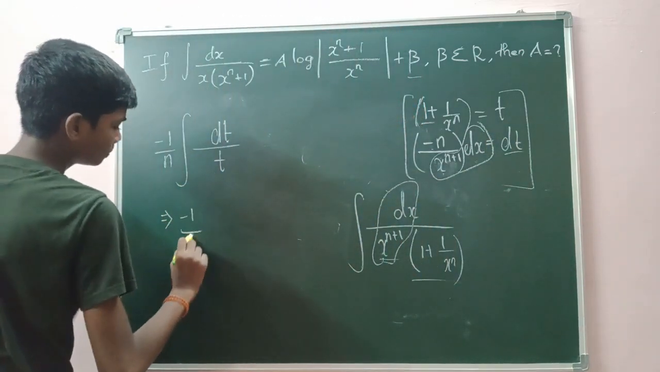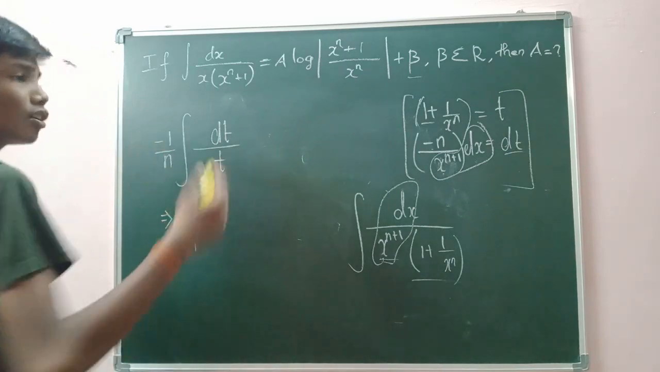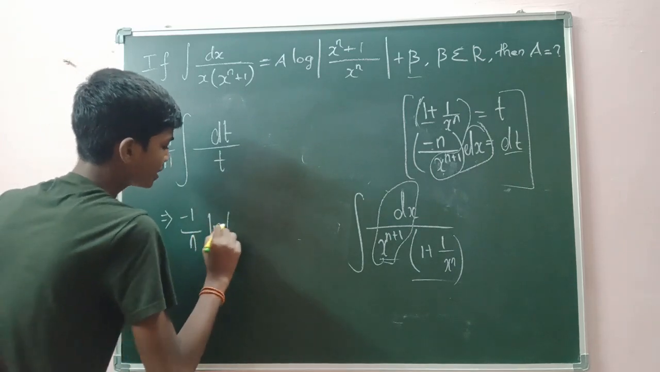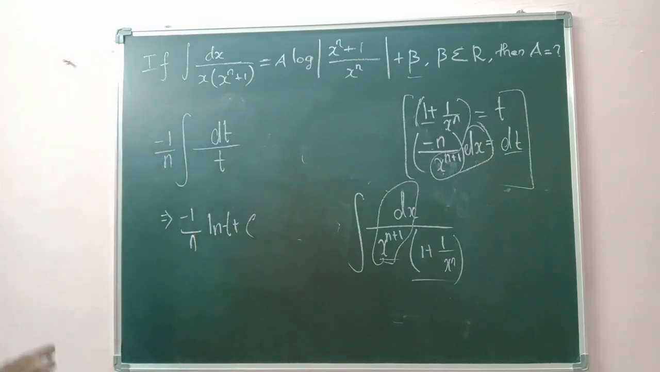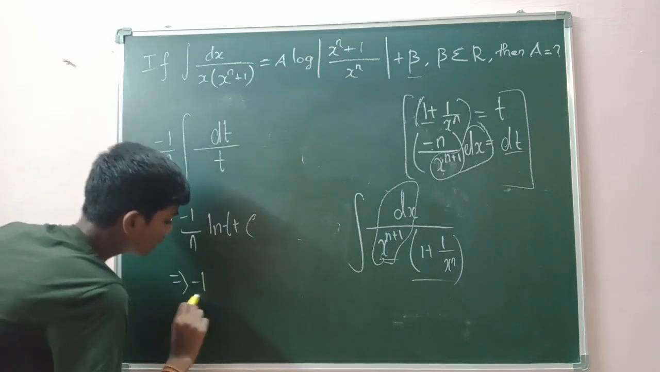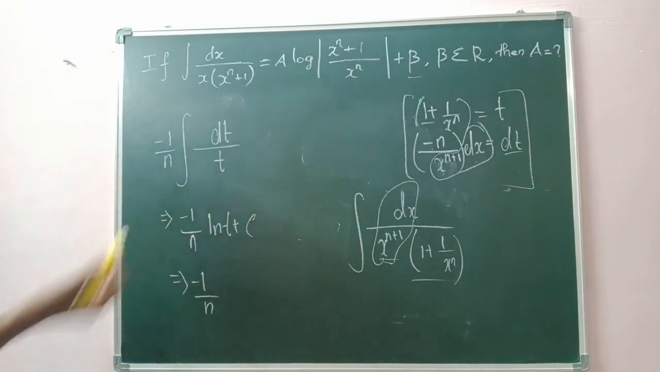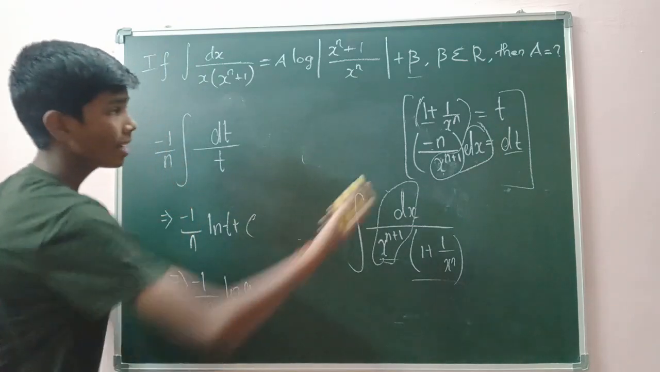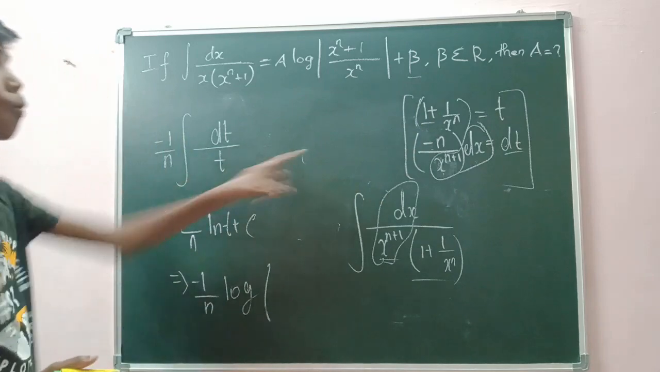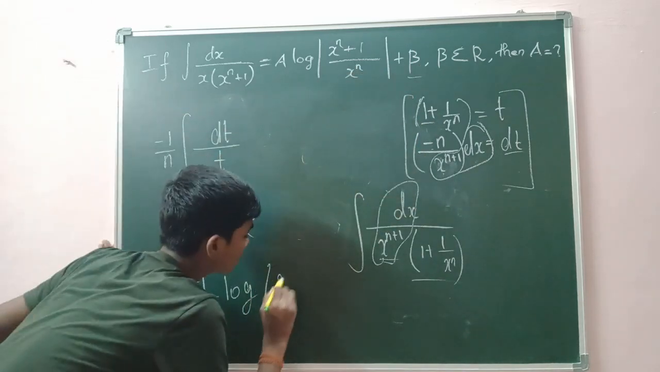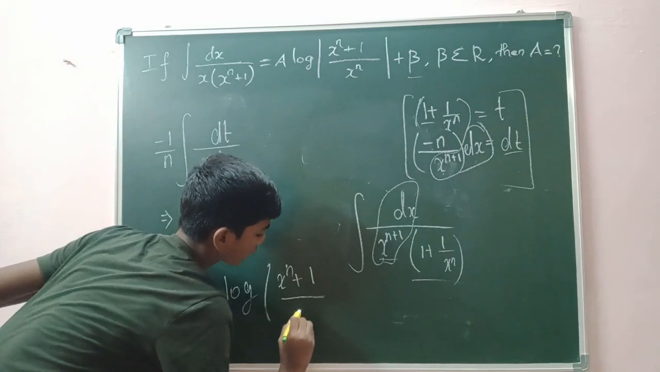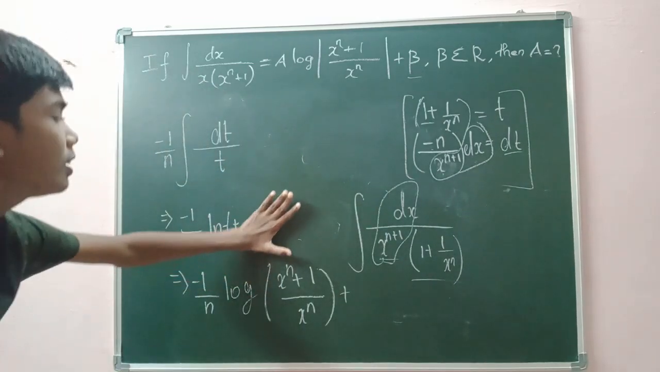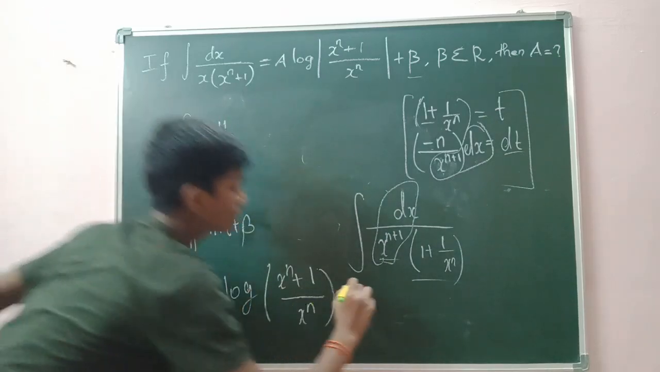So now it's very simple. Minus 1 by n times of the integral of dt by t, ln of t. So minus 1 by n times of ln of t plus some constant, because this is indefinite integration. This will be minus 1 by n times of ln, log, both are the same, I can write as log itself. So log of t. What did I take for t? I took t as 1 plus 1 by x^n, which I can write as (x^n plus 1) by x^n, just by taking the LCM, plus some constant c. We know that the constant here is beta, therefore I will write the constant as beta itself.